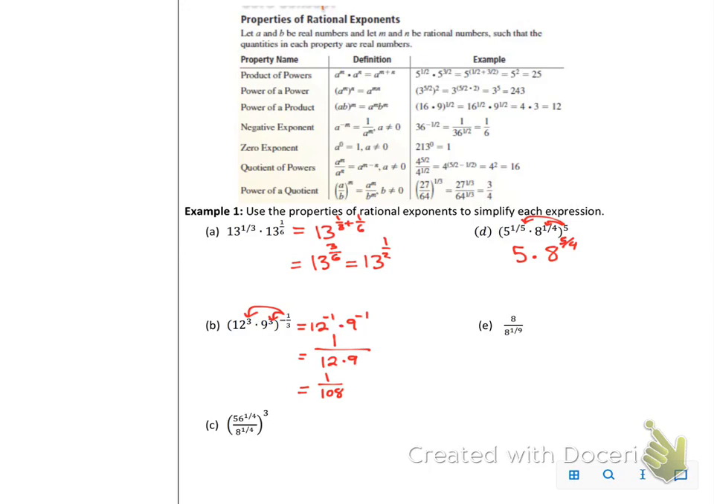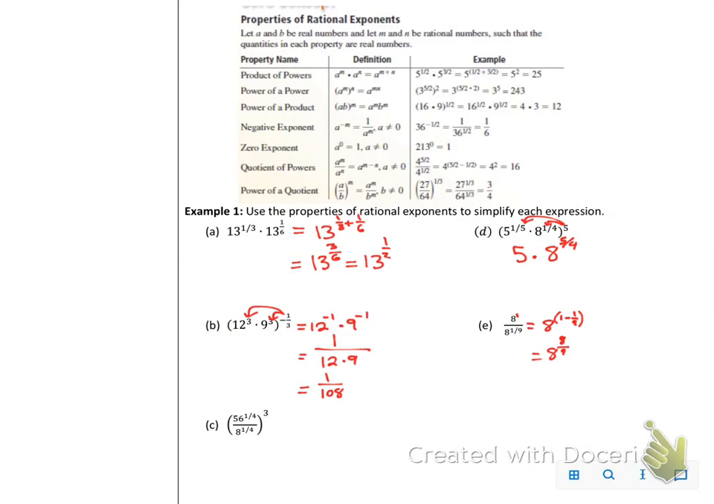Let's do another one. Well, on E, we really have something divided by something. And when you have a quotient of powers, you're taking your exponents and subtracting them. And really, secretly, this 8 has a 1 as an exponent. So this is the same thing as 8 to the 1 minus 1/9, because you're subtracting your exponents because it's division. Well, 1 minus 1/9 is 8/9. So it's 8 to the 8 over 9. And that's it.